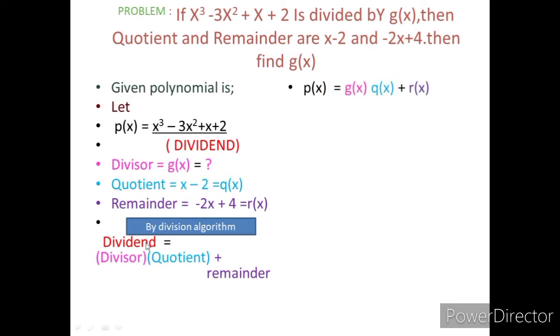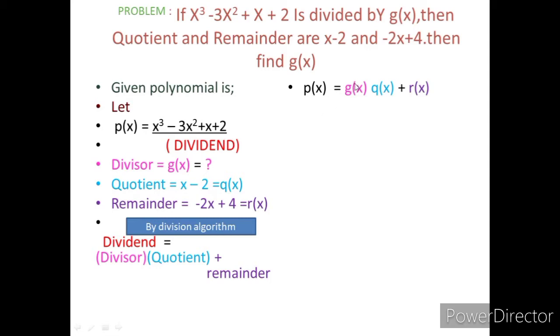Here, dividend according to assumption is p of x, divisor is g of x, quotient is q of x, remainder is r of x. I have to match the colors here. Thereafter, you have to substitute the relevant polynomials. So in place of p of x, you will write down the value of p of x.